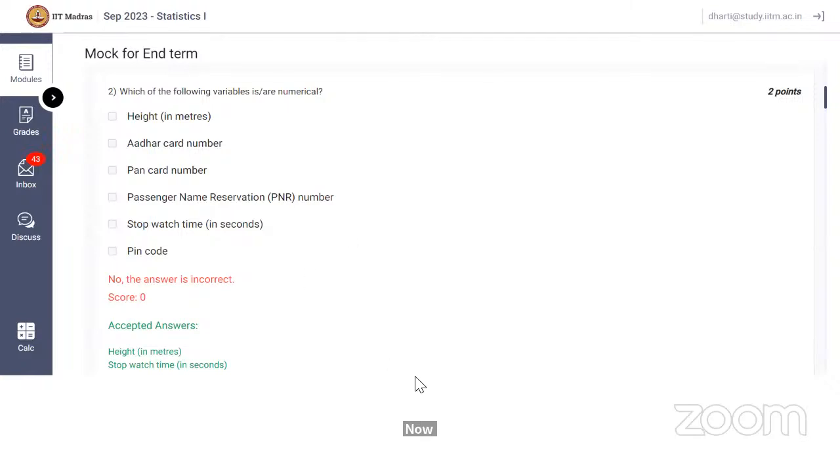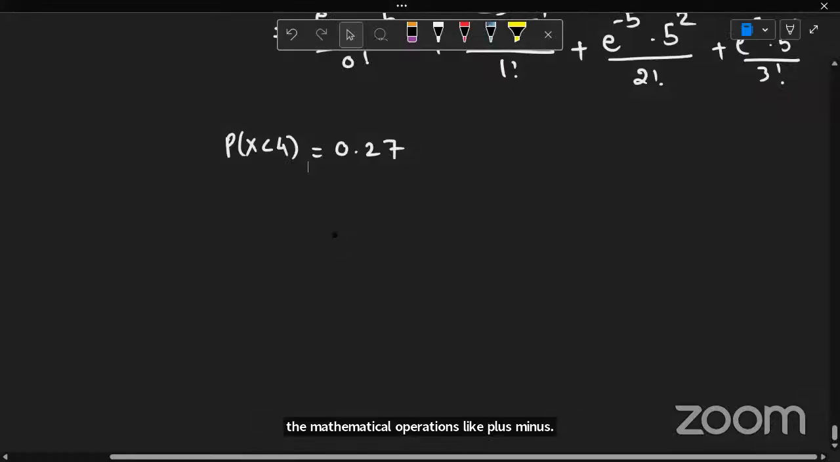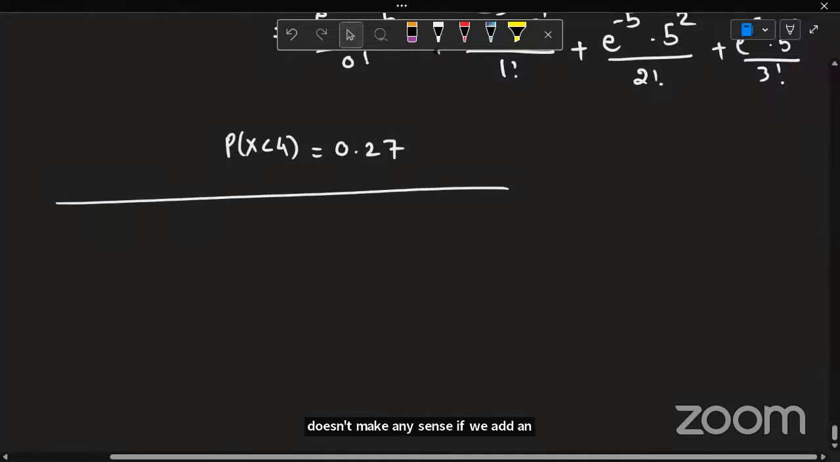Actually, he is referring to the fact that the Aadhaar card is written in numbers, and the PNR number is also in numbers, and the PIN code is also in numbers. Then why can't it give a meaningful value with mathematical operations like plus and minus? He is actually not getting that it doesn't make any sense if we add or multiply.